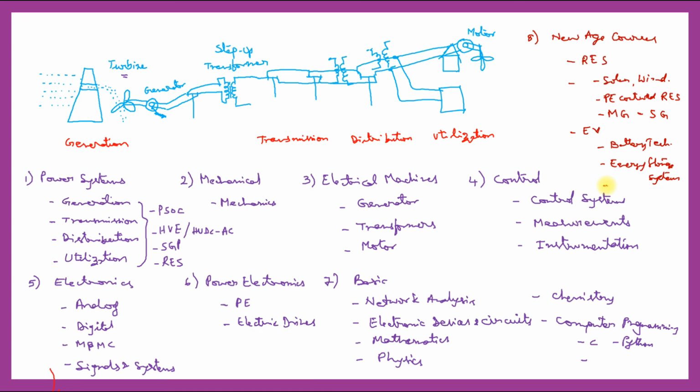So that's all. These are the things we have to study. We have seen control systems, measurements and instrumentation, electronics, power electronics, and basics also. So these are the courses we need to study in the program of electrical and electronics engineering. Okay, so wherever you are joining this course, kindly make sure that the syllabus contains all these things.